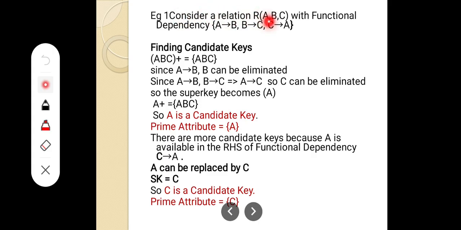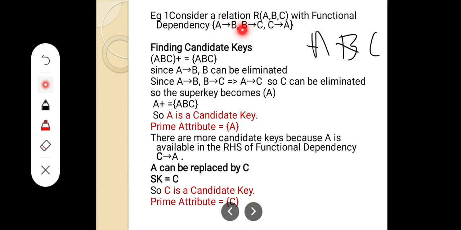Consider a relation R(A, B, C) with the functional dependencies A determines B, B determines C, C determines A. First we have to find the candidate key. ABC closure, ABC is a super key. Now we can minimize it. A determines B, so B can be eliminated.